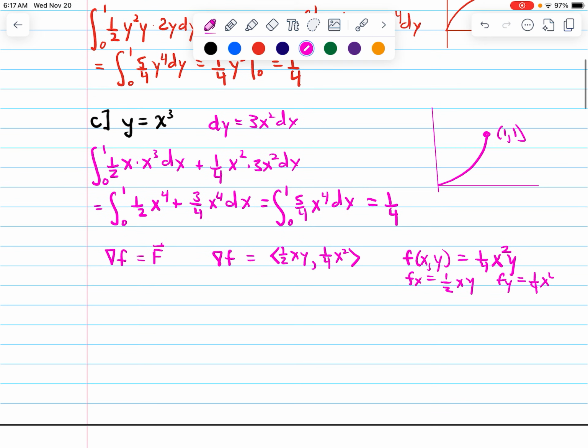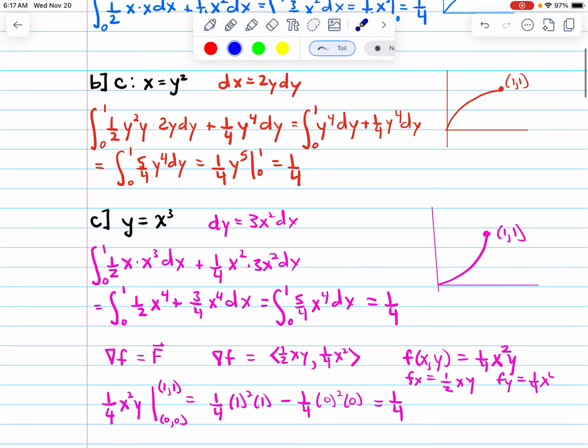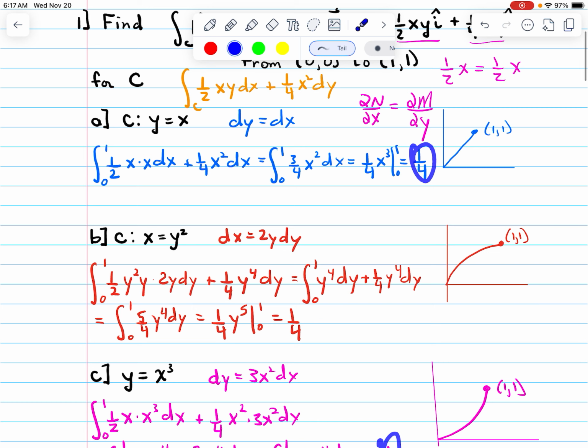It's kind of like the antiderivative of our vector field. Now, I want to show you something. If I take this antiderivative and evaluate it from the point 0, 0 to 1, 1, let's see what I get. I plug in the 1, 1. I get 1/4 times 1 squared times 1 minus 1/4 times 0 squared times 0. Notice what I get. I get 1/4. In other words, it looks like I get the same thing that I get when I integrate along these three paths. I had 1/4, 1/4, and 1/4 on different paths: the straight line, the curves. I got the same integral. The integral came out to be 1/4.